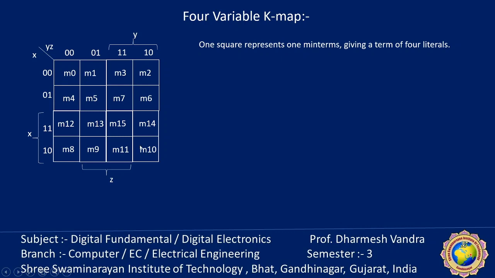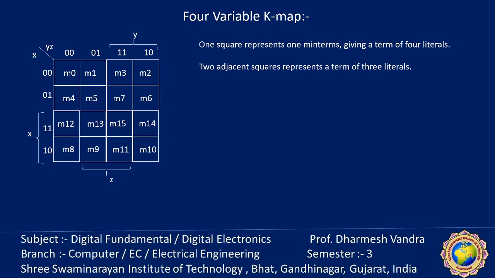Each square is represented, so there are a total of 16 minterms. And each minterm gives 4 literals W, X, Y, Z in each square. But if two adjacent squares, M0, M1 or M5, M7 or M7, M15, meaning upper, lower, right and left, any two adjacent cells represent 3 literals, one literal will be removed. Instead of WXYZ, any one literal will be removed depending on the combination, so it will become a 3 literal function.